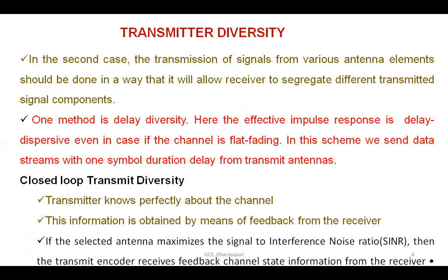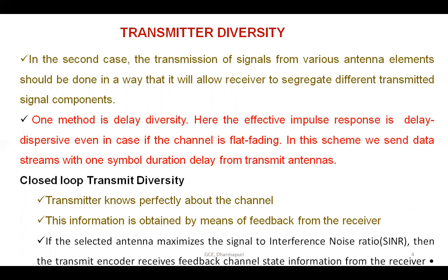In the second case, the transmission of signals from various antenna elements should be done in a way that allows a receiver to separate the different transmitted signal components. One method is delay diversity. Here, the effective impulse response is delay dispersive, even if the channel is flat fading. In this scheme, we send data streams with a delay of one symbol duration from each transmit antenna.